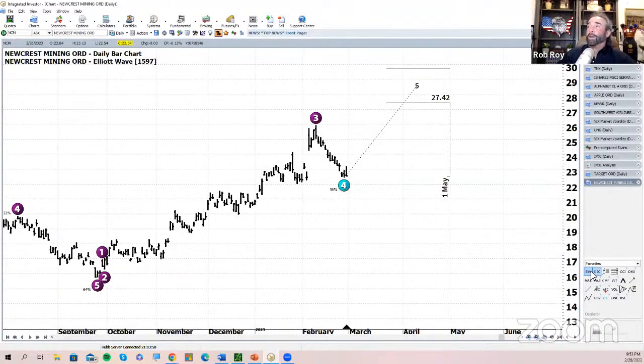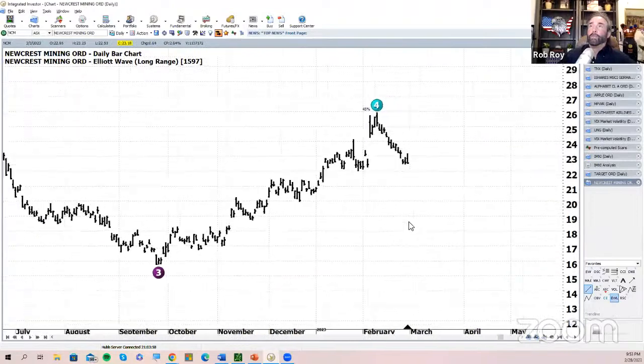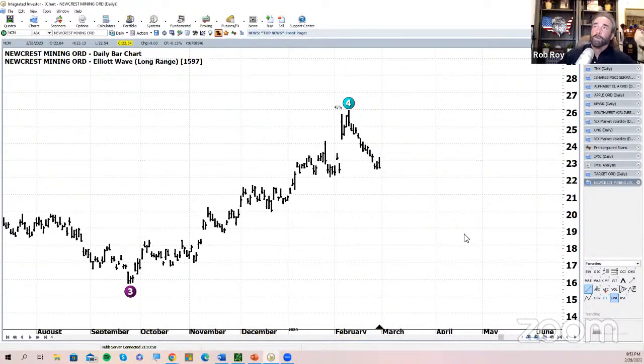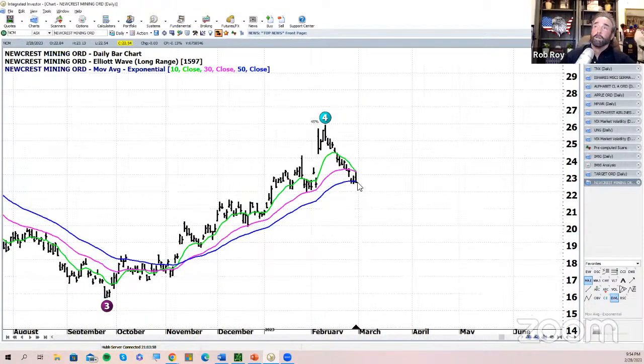But I will tell you that most of the hardcore Elliott wave folks would pay more attention to what's going on here on the long range count. It's in the algorithm, takes more data, longer data into account, and you look at that and say that with a 45% wave 4 correction and a move down to fill those gaps, there's potential for continued move lower.